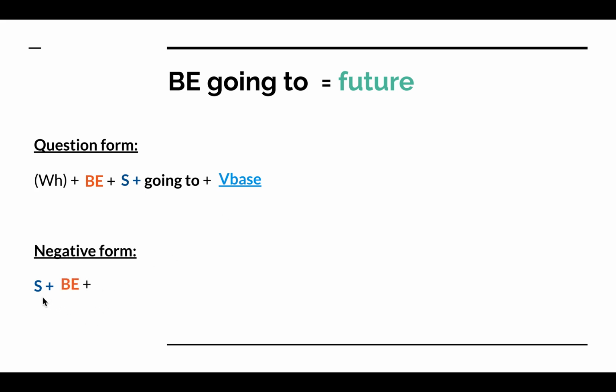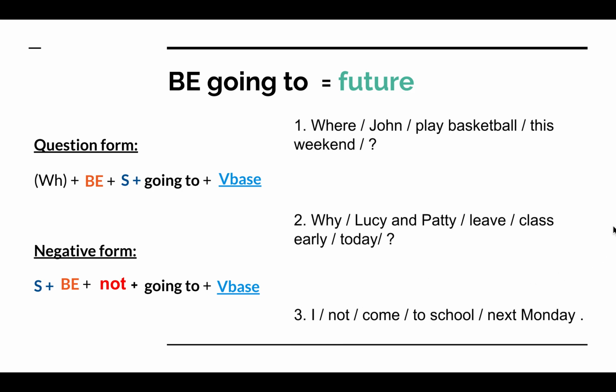For the negative form, we have a subject plus our form of be, plus not, because it's negative, going to, and then of course, verb base. So they look very, very similar. The only difference is in the word order, right? The subject and be are switched in question form versus negative form. Let's look at some examples here.